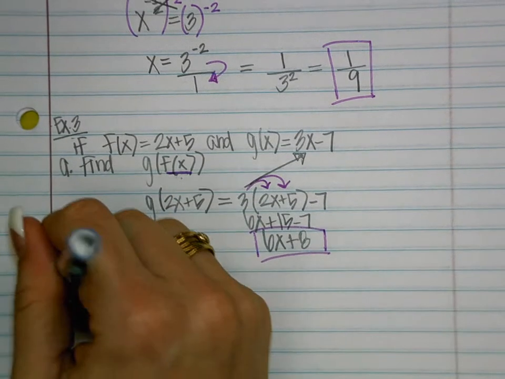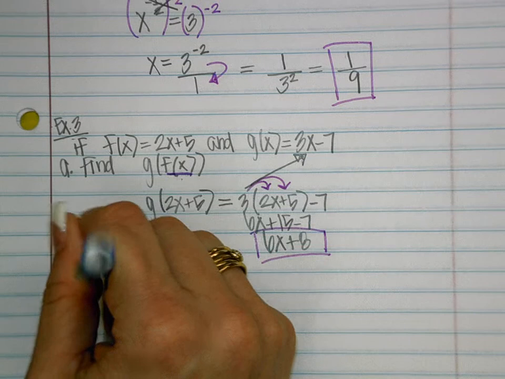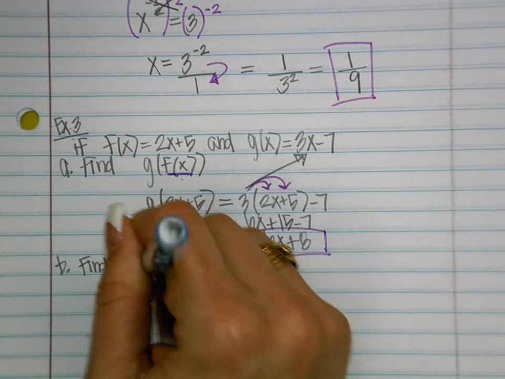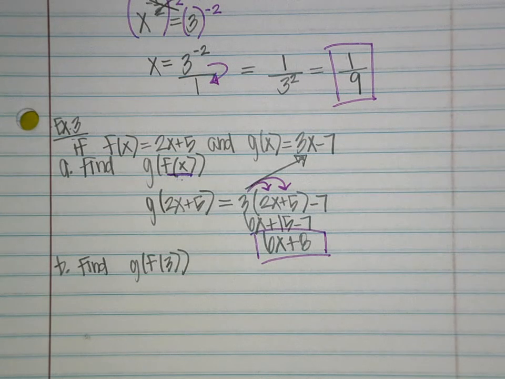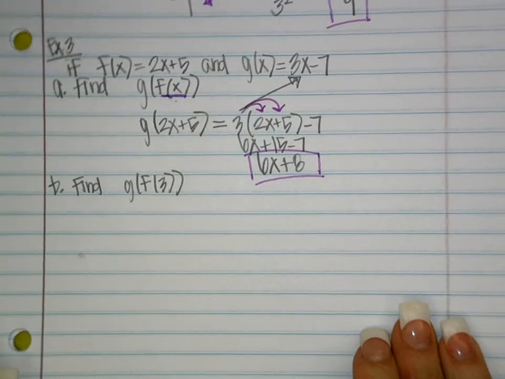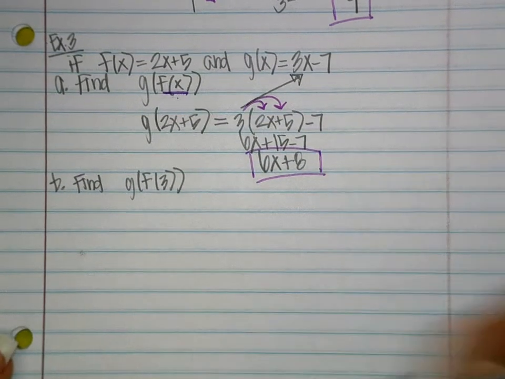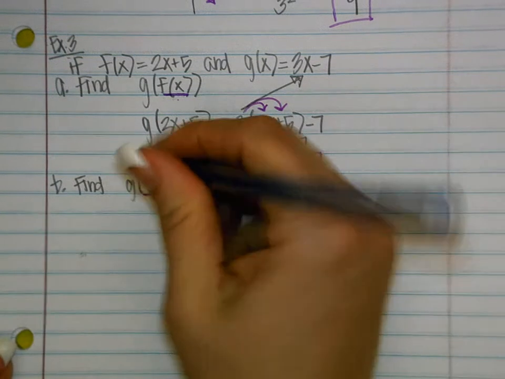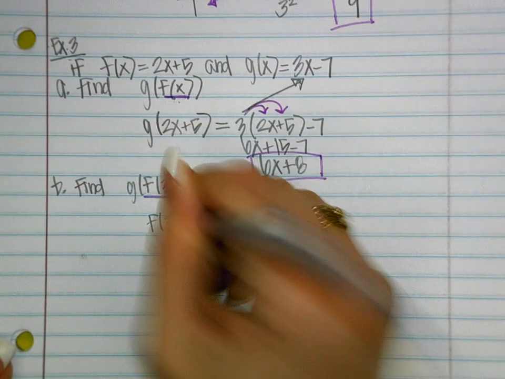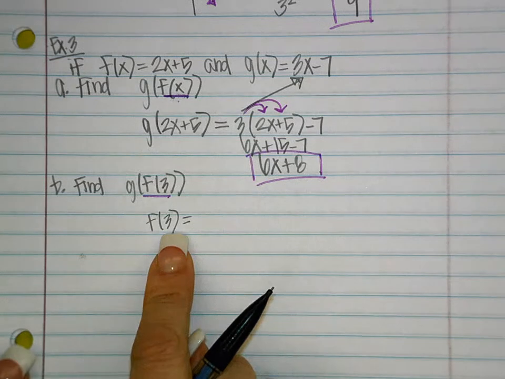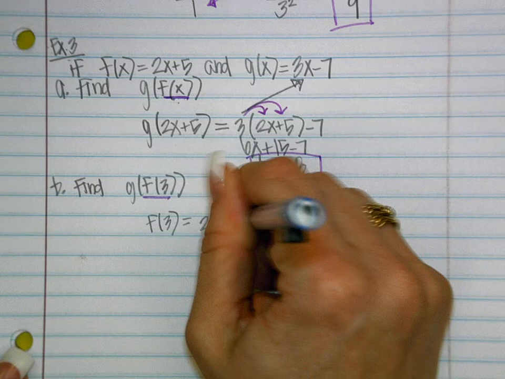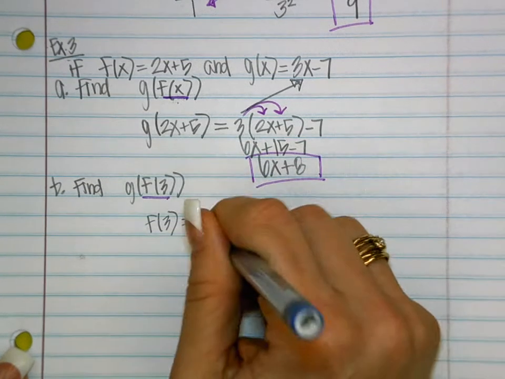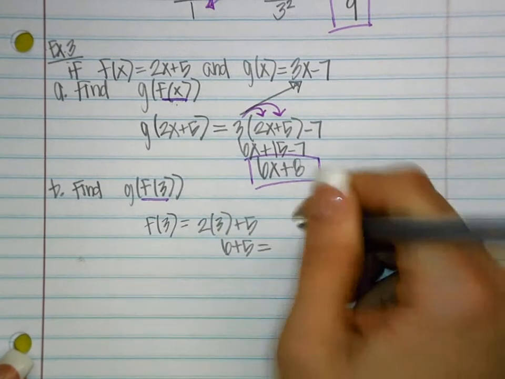Now, there's also a B portion of this question. Now I would like you to find g of f of 3. Again, we're going to work from the inside out. So we're going to start by finding f of 3. If I wanted to find f of 3, that means plug 3 into the f equation. So 2 multiplied by 3 plus 5. 2 times 3 gives you 6, plus 5 is equal to 11.